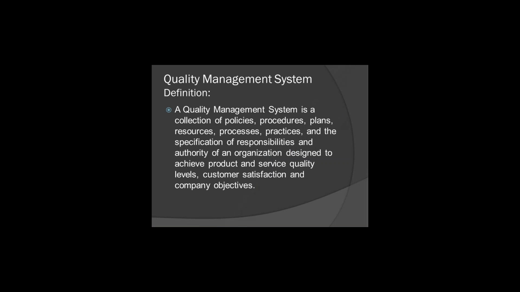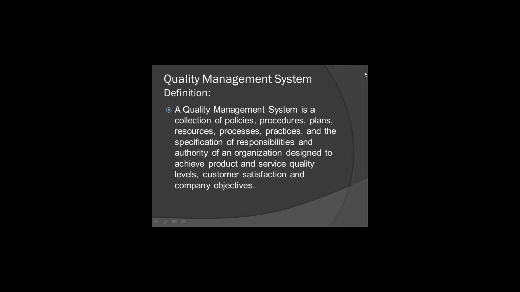So what is a quality management system? First of all, it is a collection of the various policies, procedures, plans, resources, processes, practices, and the specification of responsibility of an organization that is designed to achieve the product and service quality levels, customer satisfaction, and the company objectives. Whatever the company objective, whatever the scenario, it carries out various tasks and the specification of the product and the various responsibilities for the organization. That is the main role of the quality management system.